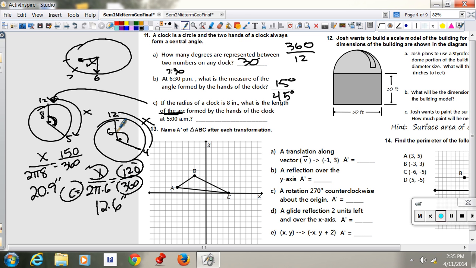120 was there's 1, 2, 3, 4 30-degree angles. Each number is 30 degrees. So there's 4 30-degree angles, that's 120. 150, right? 150 is 5 o'clock. The answer was 20.9 if you had A or C.